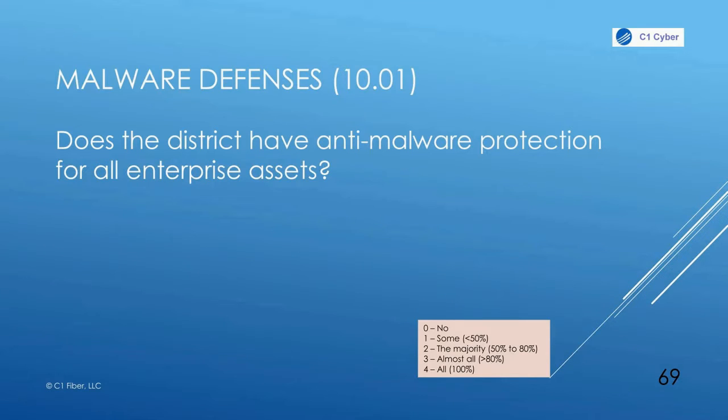Does the district have anti-malware protection for all enterprise assets? Score 0 if your organization does not have anti-malware protection. Score 1 if your organization has anti-malware protection for some of your assets. Score 2 if your organization has anti-malware protection for the majority of your assets. 3 if your organization has anti-malware protection for almost all assets. Or 4 if your organization has anti-malware protection for all assets. Pause the video now in order to consider and record your answer before continuing.